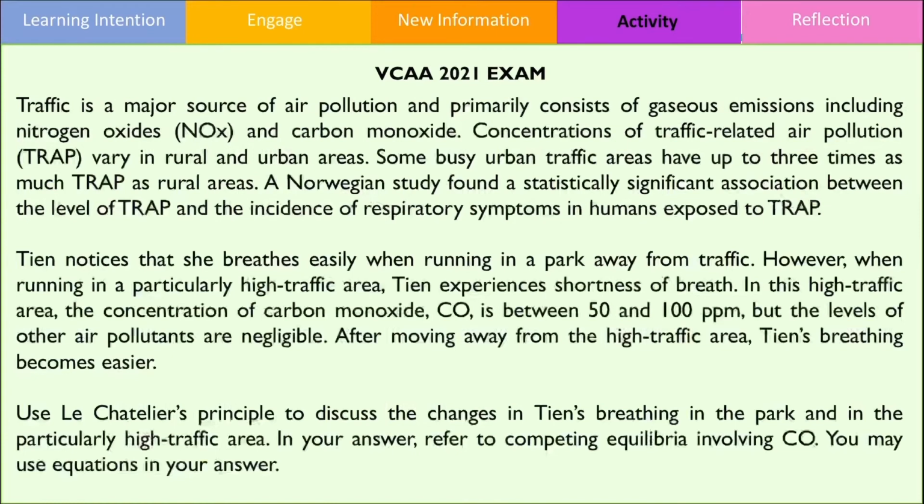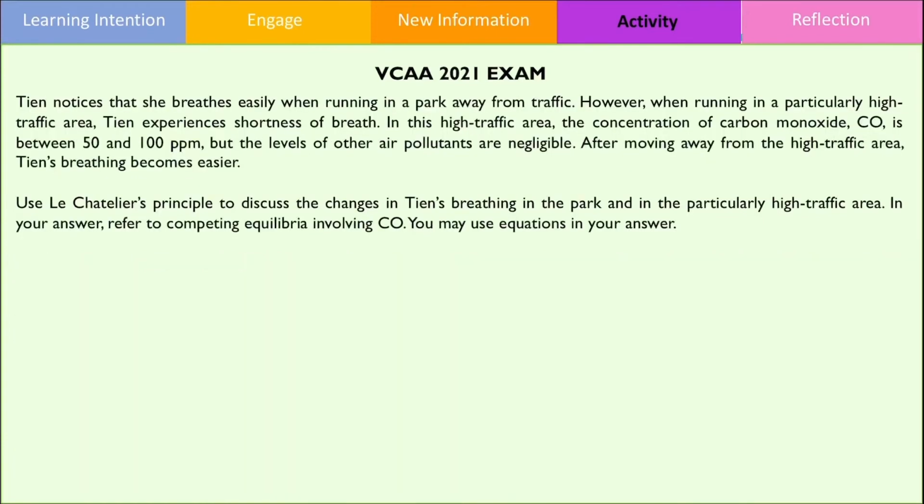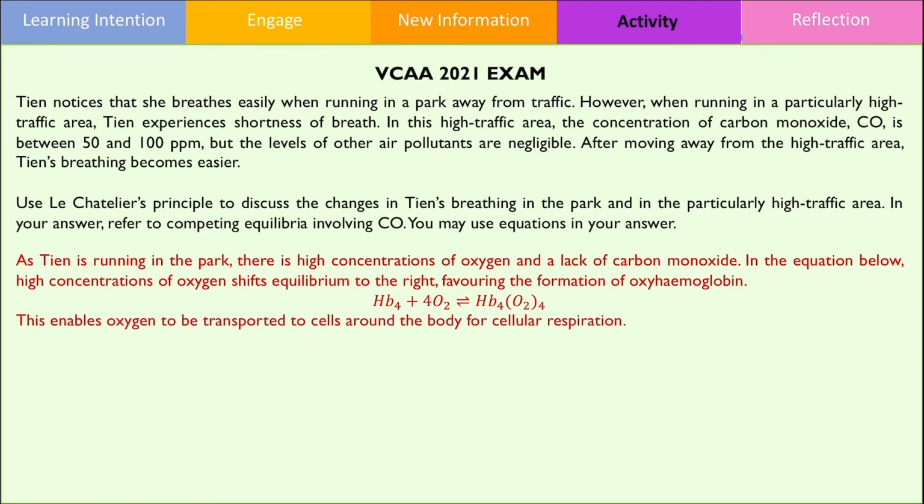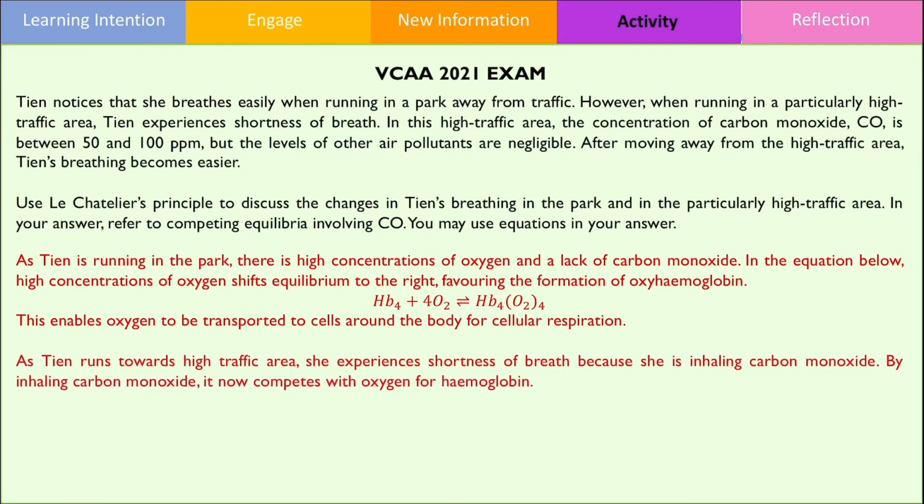To answer this 5-mark question, I started off by explaining what happens when Tien is running in the park and included the chemical equation for the formation of oxyhemoglobin. This will probably give me 2 marks. For the next 2 marks, I've then discussed how this changes when Tien now runs in an area with high levels of traffic and provided the chemical equation between carbon monoxide and hemoglobin.